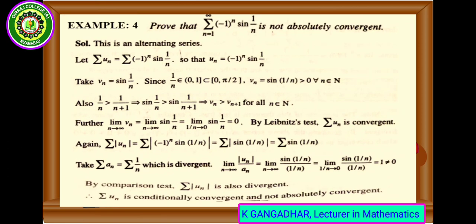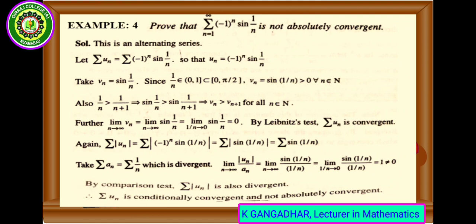So now prove that sigma minus 1 to the power n sin 1 by n is not absolutely convergent. So first series sigma un equal to sigma minus 1 to the power n sin 1 by n. We choose Vn equal to sin 1 by n, and 1 by n greater than 1 by n plus 1, sin 1 by n greater than sin 1 by n plus 1, Vn greater than Vn plus 1, and limit Vn equal to 0. So by Leibniz test sigma Vn is convergent.